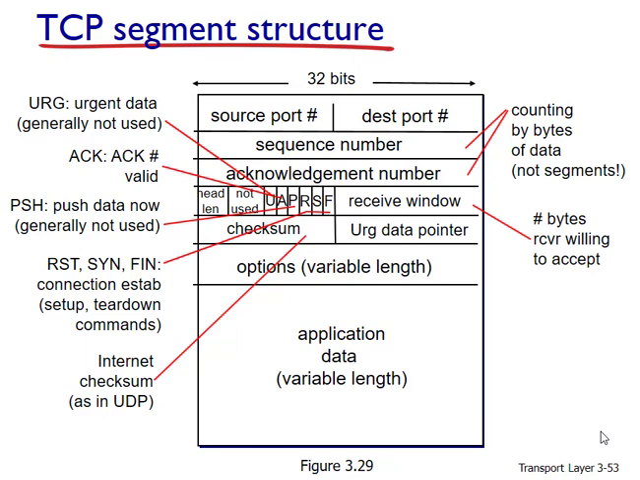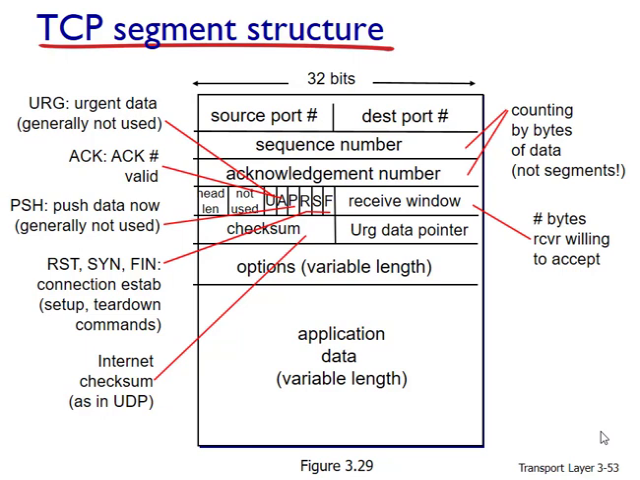As with UDP, the header includes source and destination port numbers, which are used for multiplexing or demultiplexing data from or to the upper layer applications. Also, as with UDP, the header includes a checksum field. A TCP header also contains the following fields: the 32-bit sequence number field and the 32-bit acknowledgement number field are used by the TCP sender and receiver to implement a reliable data transfer service. The receive window field is used for flow control. It is used to indicate the number of bytes that a receiver is willing to accept.